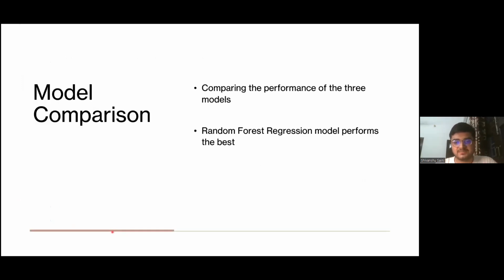Model comparison. The results from the three models are compared based on the mean squared error and R squared. The random forest regression model performed the best, exhibiting the lowest MSE and the highest R squared score, indicating its superiority in predicting math score compared to other models.